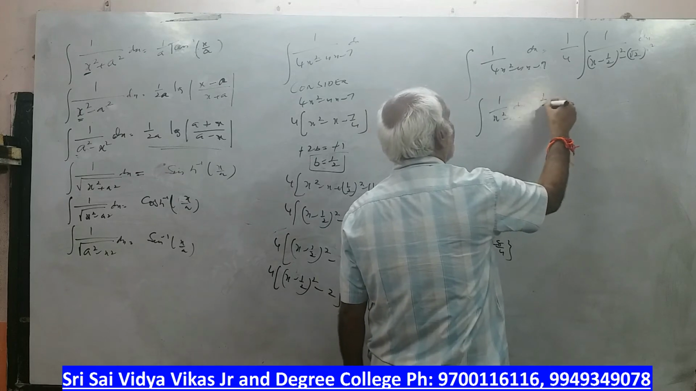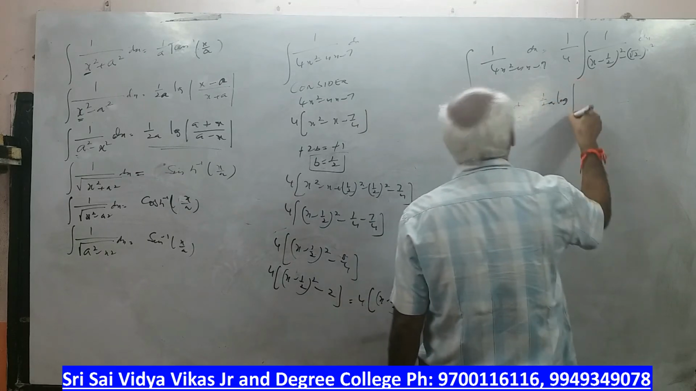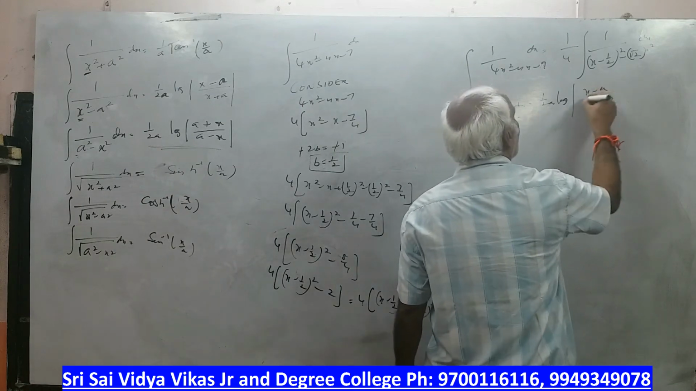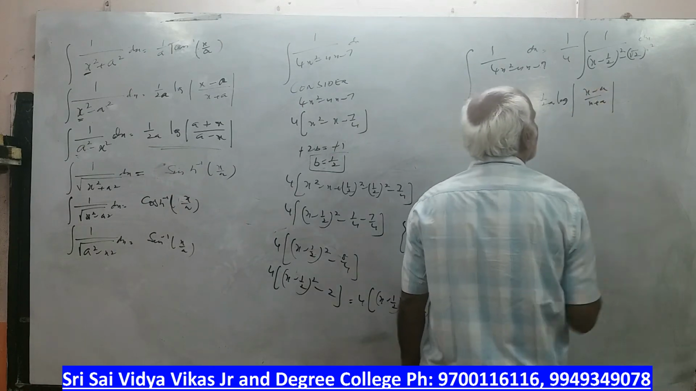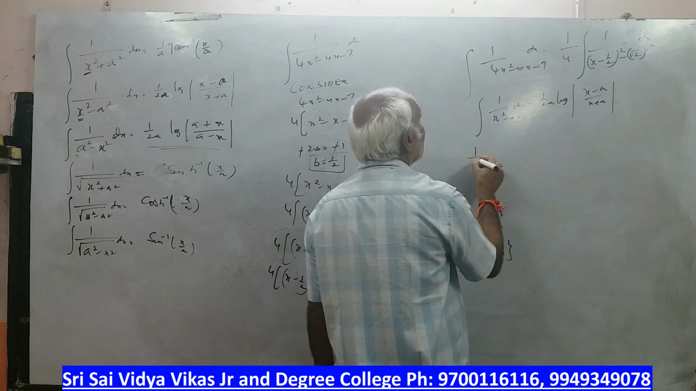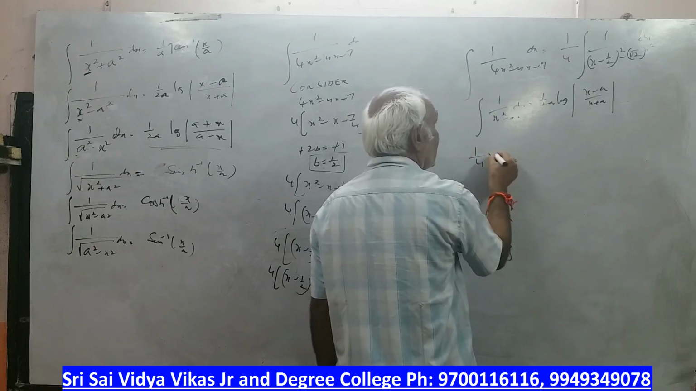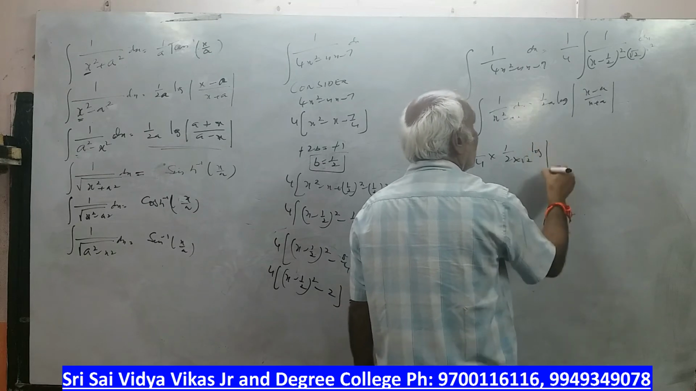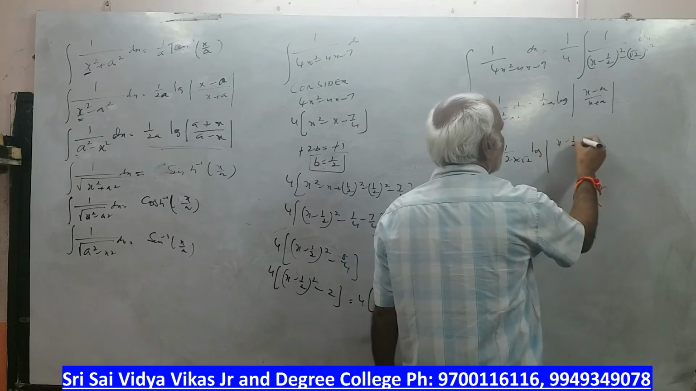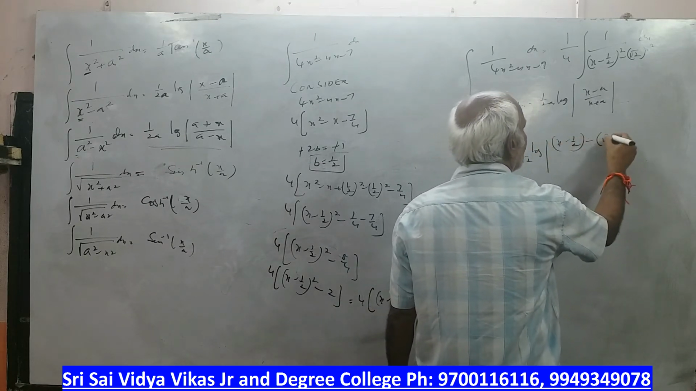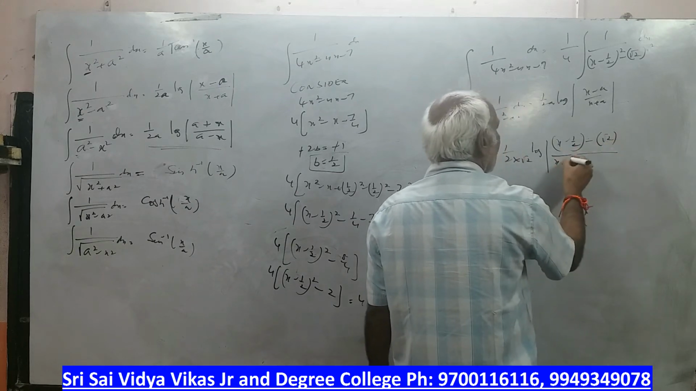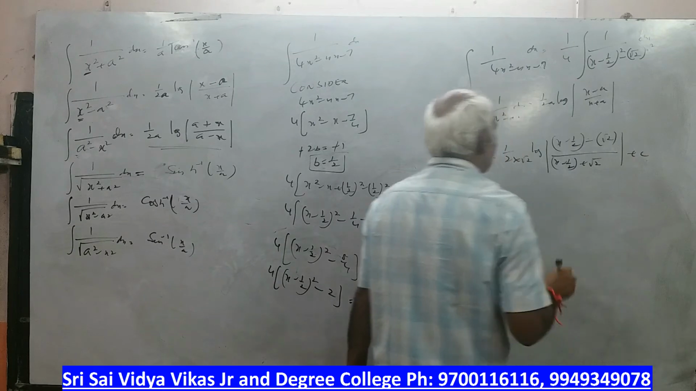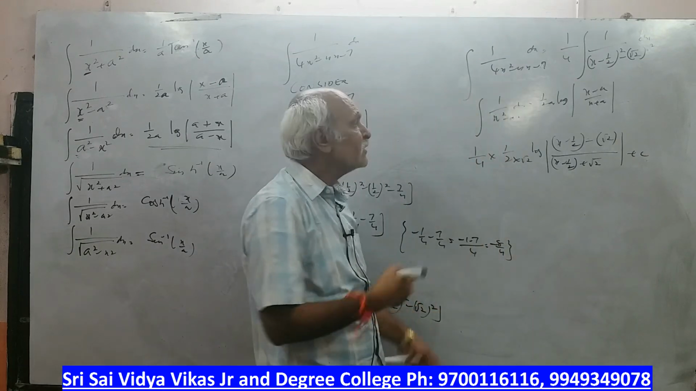1 by 4 into 1 by 2a log of (x squared minus a squared), x minus a by x plus a, right. So 1 by 4 into 1 by 2a, 2a means 2 root 2, log of x minus 1 by 2 minus root 2 by x minus 1 by 2 plus root 2, plus c. Any cancellation is there, you can do it, otherwise leave the answer.